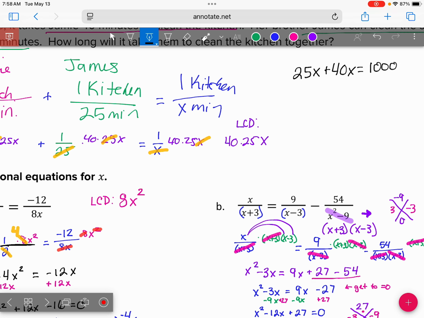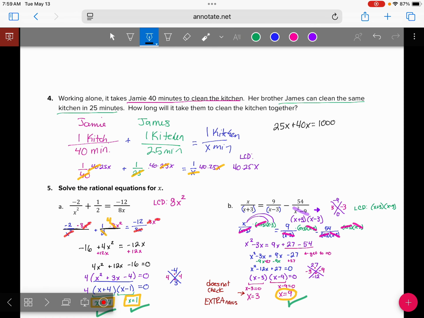We could finish solving that. We could combine our like terms and then divide to get our X by itself. I did it on the answer key with 200X as our least common denominator because 200 is divisible by 25 and 200 is divisible by 40. But you can absolutely do it just like this. Totally valid. Then go for it. That totally works.